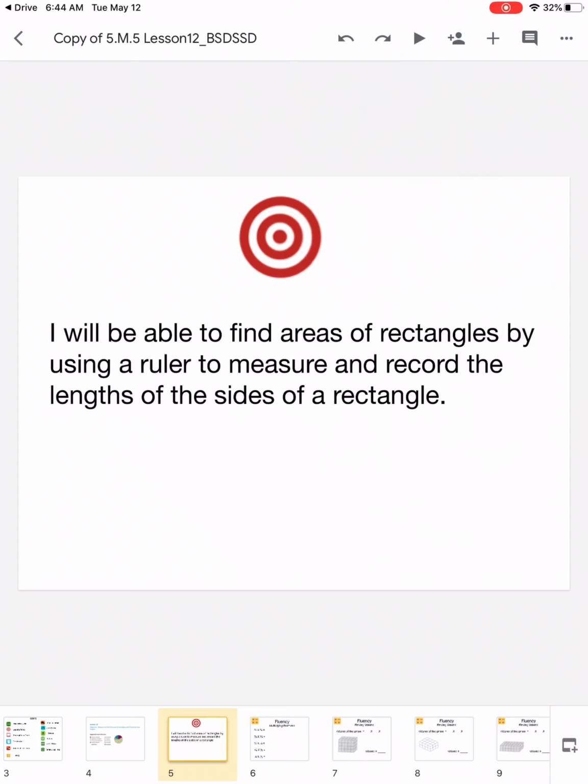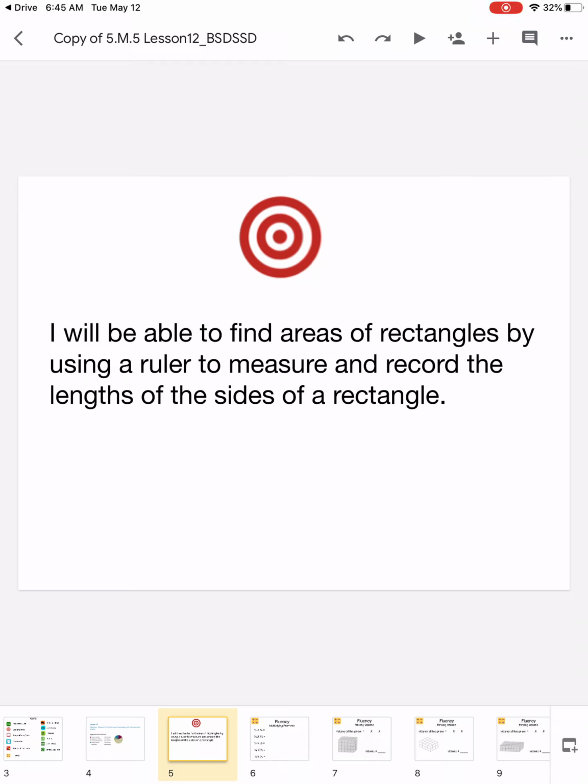All right, here we go for lesson 12 today in module 5. Your target is: I will be able to find areas of rectangles by using a ruler to measure and record the lengths of the sides of a rectangle.